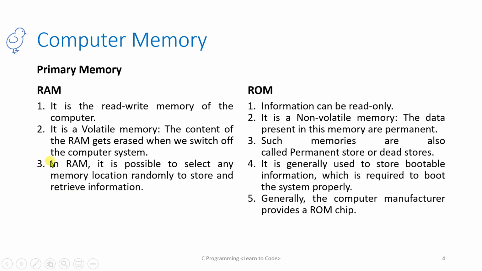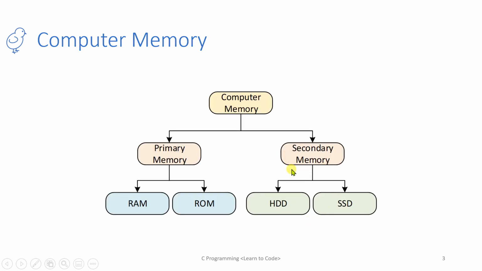In RAM, it is possible to select any memory location randomly to store and retrieve information. But ROM is generally used to store bootable information which is required to boot the system properly, as I have already discussed. Generally, the computer manufacturer provides a ROM chip. So whoever develops the computer will provide you a ROM chip. A ROM chip contains the program to start the computer.